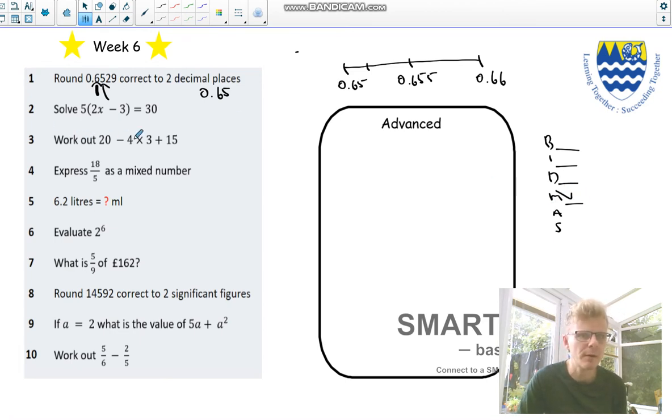So we scan through our calculation. Here is our multiplication here, 4 times 3. So let's replace that multiplication with its actual value, which is 12. And then let's rewrite this calculation. So now it's 20, take away 12, add 15.